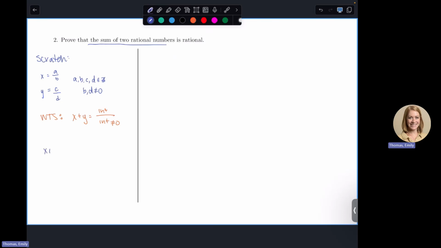And if we do x plus y, we get a over b plus c over d. Getting a common denominator, I believe that this looks like this: ad plus cb over bd. Yes? No, maybe.